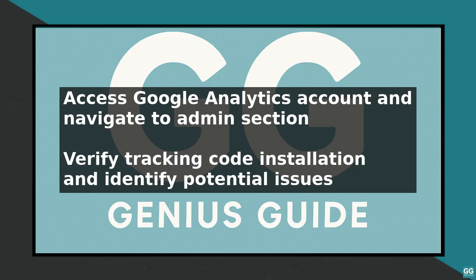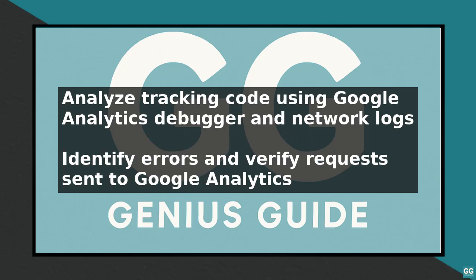Some key concepts to understand when analyzing the tracking code include the concept of hits, which refer to the different types of data that are sent to Google Analytics, such as page views and events. You should also understand the concept of sessions, which refer to the period of time a user is actively engaging with a website. Best practices for analyzing the tracking code include regularly verifying that the tracking code is installed correctly and functioning as expected, and using the Google Analytics Debugger to identify and troubleshoot any issues.